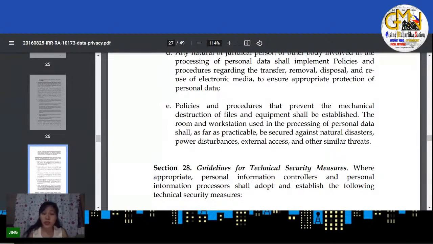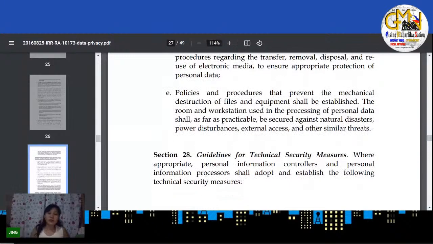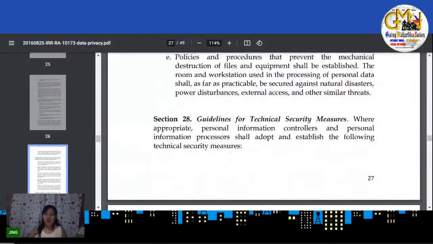The room and workstation used in the processing of personal data shall, as far as practicable, be secured against natural disasters, power disturbances, external access, and other similar threats. Section 28.